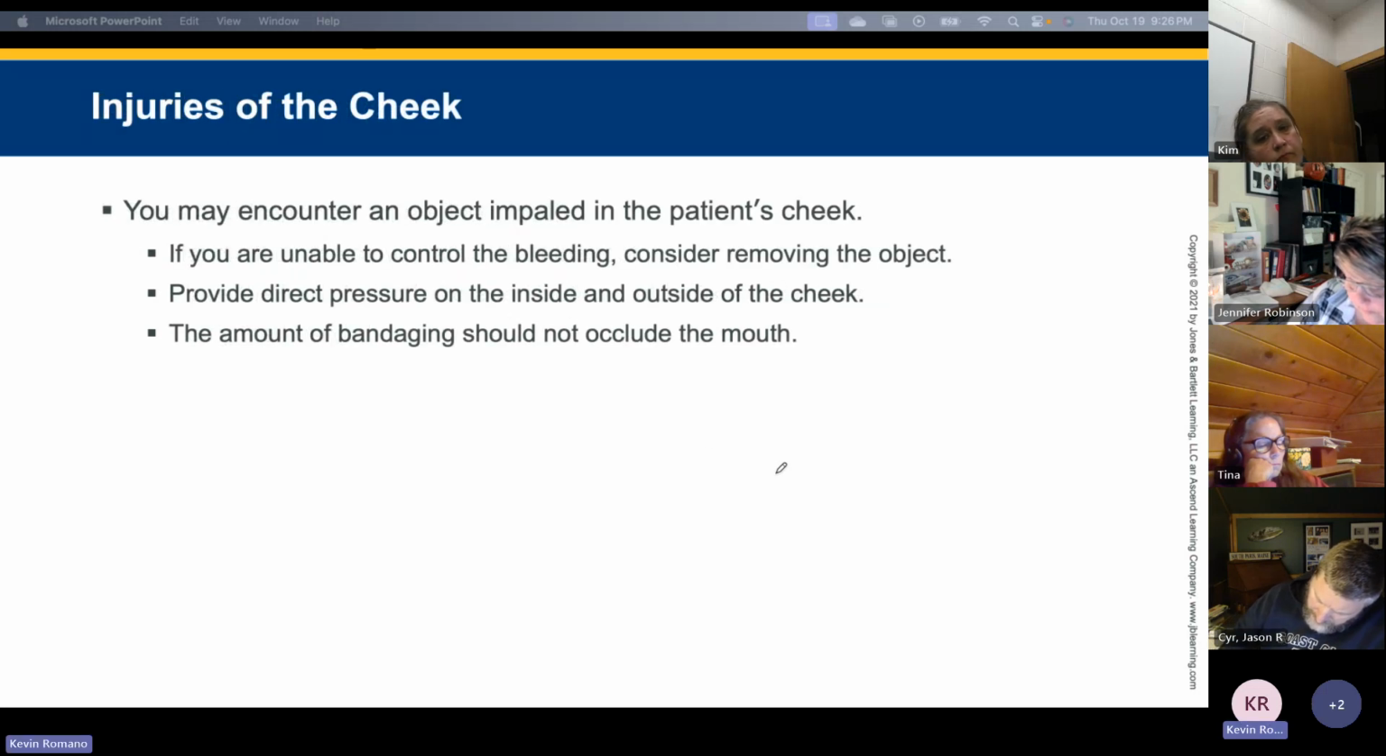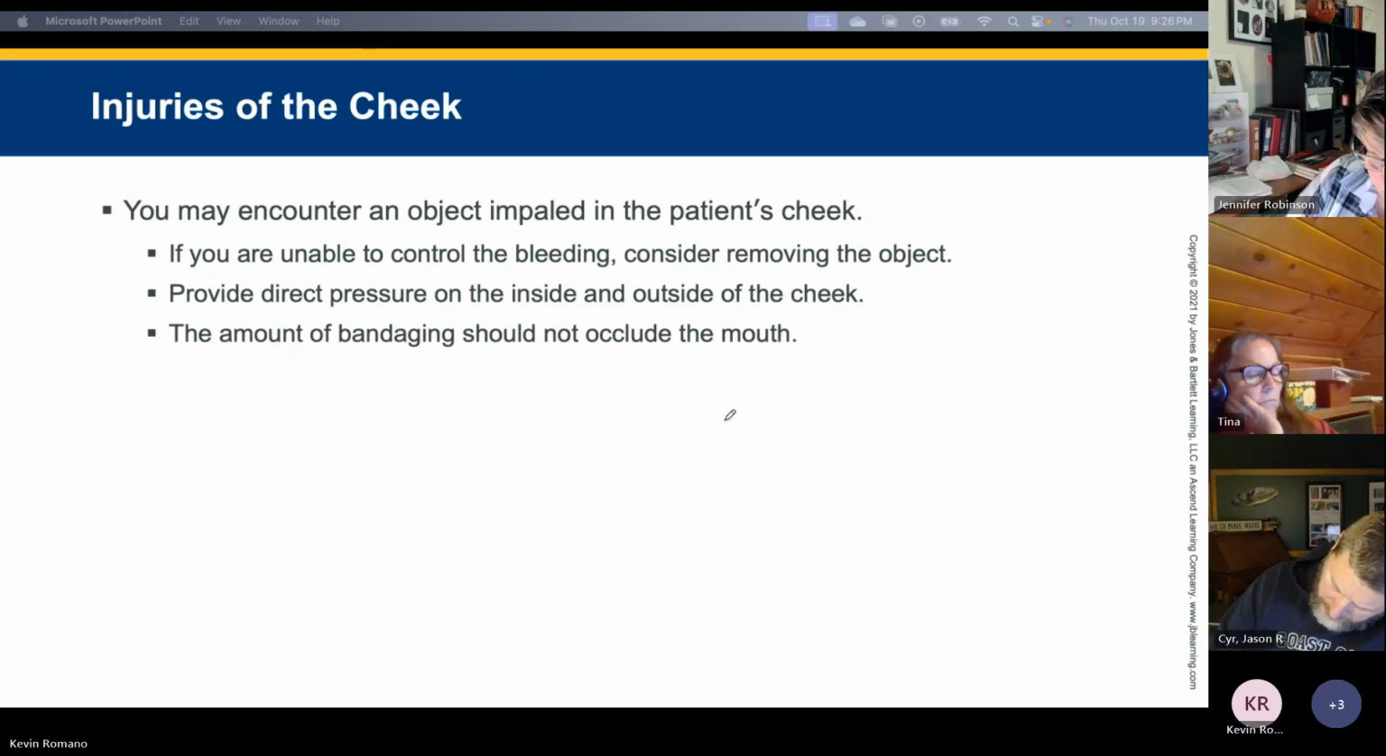You may encounter an object impaled in the patient's cheek. If you're unable to control bleeding, take it out. Consider removing it. Provide direct pressure. The amount of bandaging should not include the mouth. So just because it's bleeding doesn't mean you shove as much bandaging as you can in the patient's airway. Doesn't do any good for you.